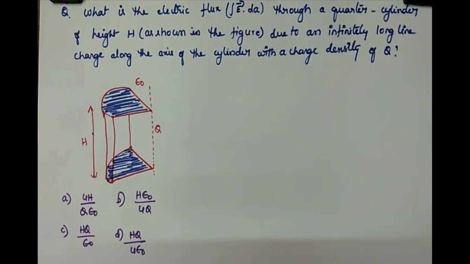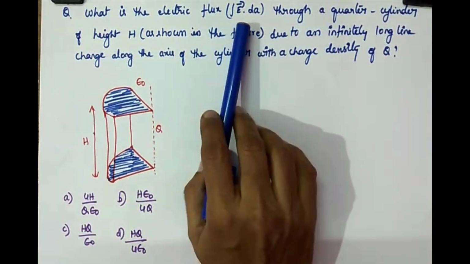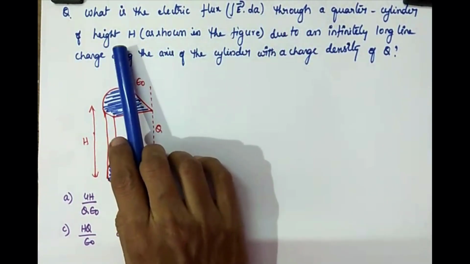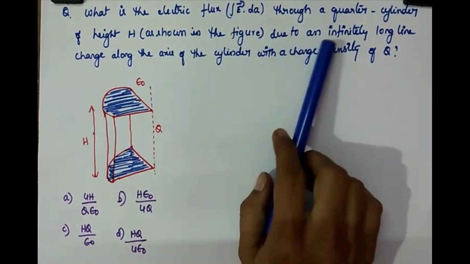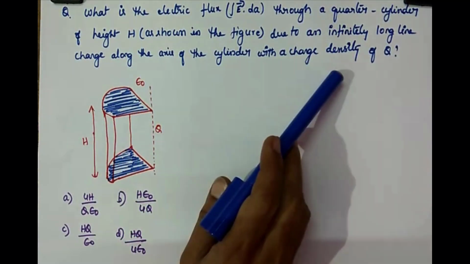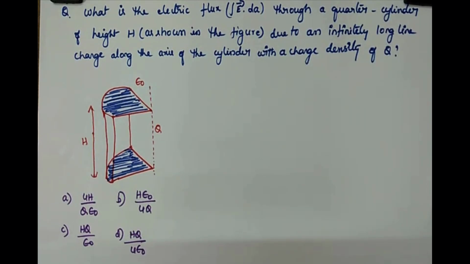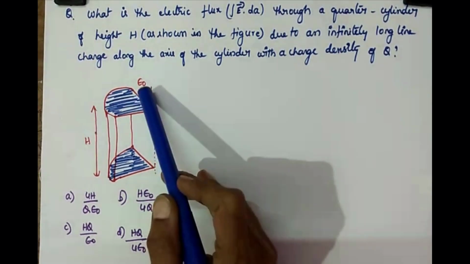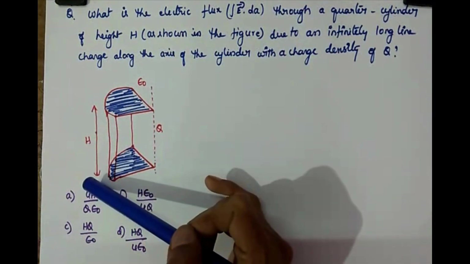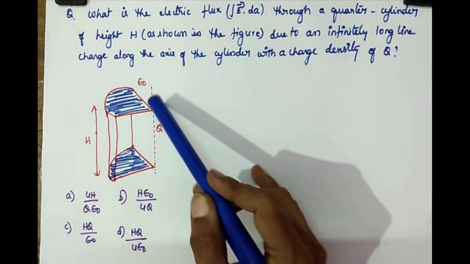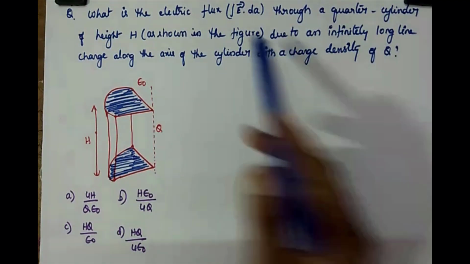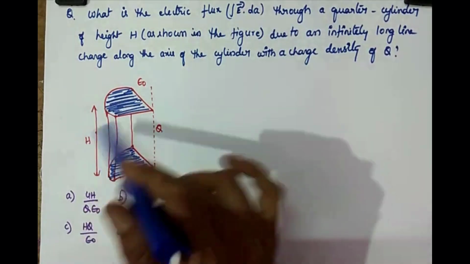Today's GATE question is, what is the electric flux, integral E bar dot dA, through a quarter cylinder of height h due to an infinitely long line charge along the axis of the cylinder with a charge density of Q. Here is the quarter cylinder of height h. At the center of the cylinder you have an infinitely long line charge. Then you have to find the electric flux through this cylinder.